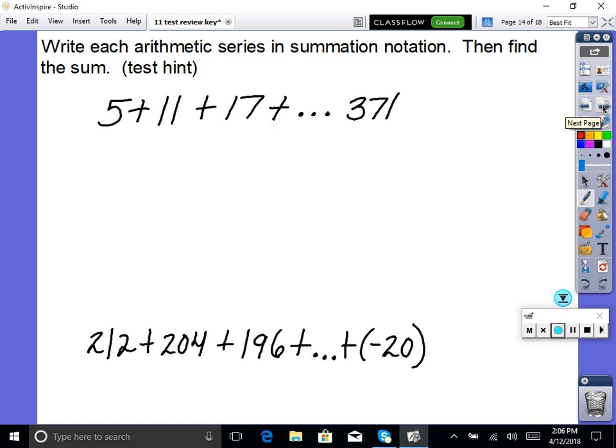go. Okay, write an arithmetic series in summation notation, then find the sum. This is like what you might see on a test. You say it wants it in summation notation. So we're finding the sum, obviously with these plus signs.